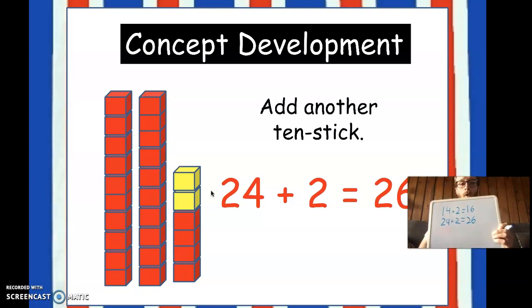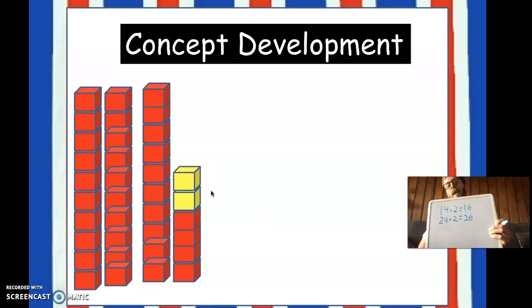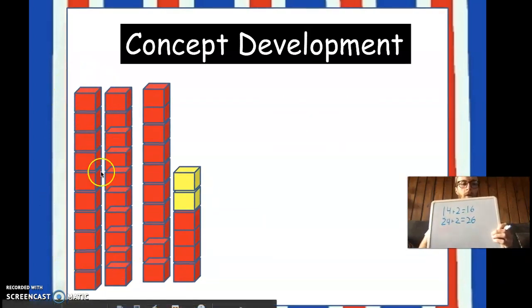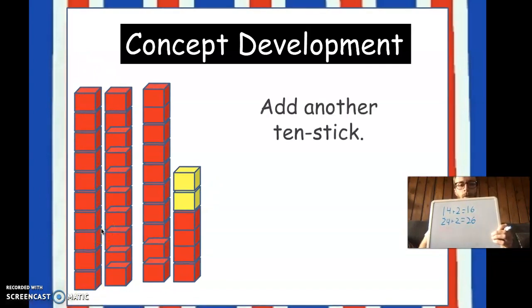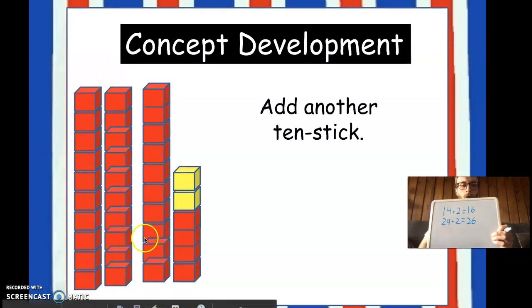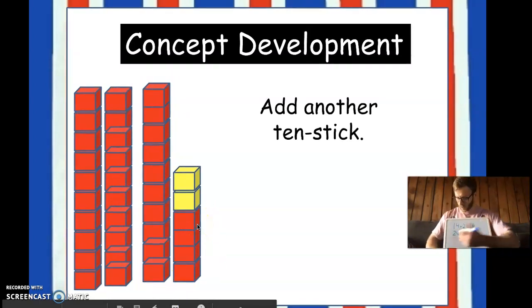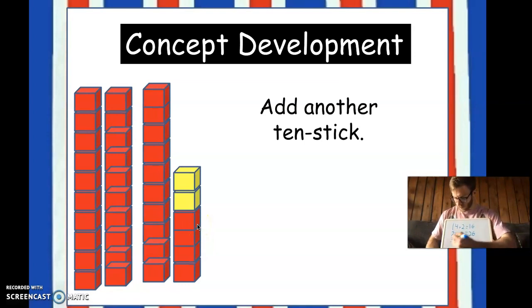Because I just added one more 10 stick. And we're going to do that another time. We're going to add this third stick of 10 over here. So now we need to come up with this number sentence. I have 1, 2, 3 groups of 10. And I'm only counting the red ones right now. I have 3 groups of 10. I don't have another group of 10 right here, so I'm going to write 3 down.